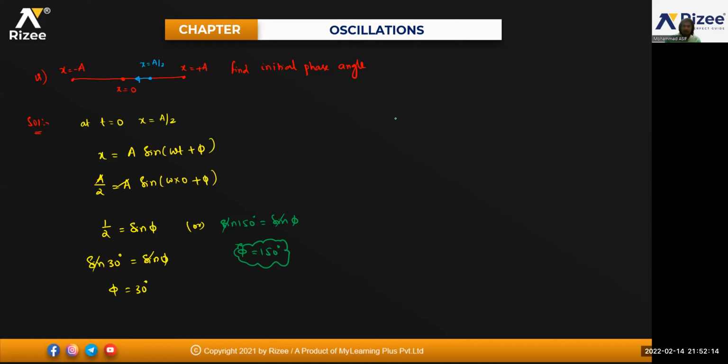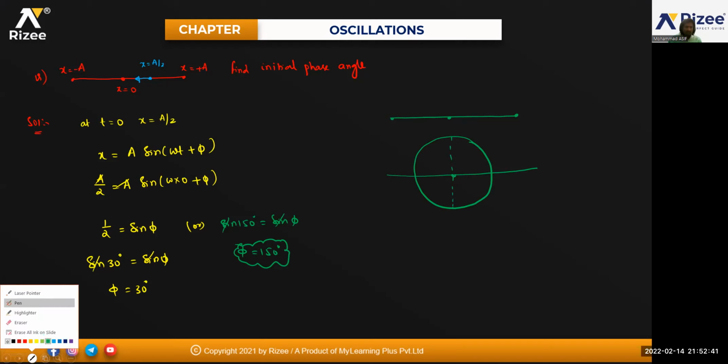See, if I take this position somewhere here, this is the mean position. This is the particle which has been oscillating on this. The given problem for me is somewhere here. X is equal to how much for me? A by 2, directed in this direction towards the mean position. That means the particle may be either in the first quadrant or maybe somewhere in the fourth quadrant.